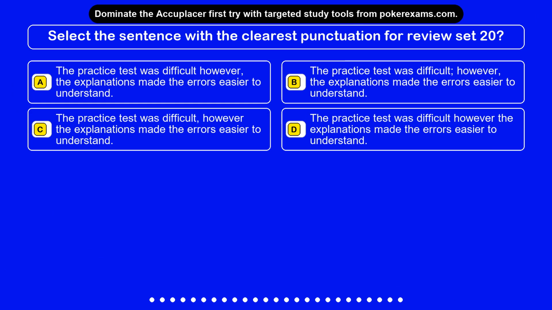Question 19. Select the sentence with the clearest punctuation for review set 20. Option A. The practice test was difficult, however, the explanations made the errors easier to understand. Option B. The practice test was difficult, however, the explanations made the errors easier to understand. Option C. The practice test was difficult, however, the explanations made the errors easier to understand. Option D. The practice test was difficult, however, the explanations made the errors easier to understand.